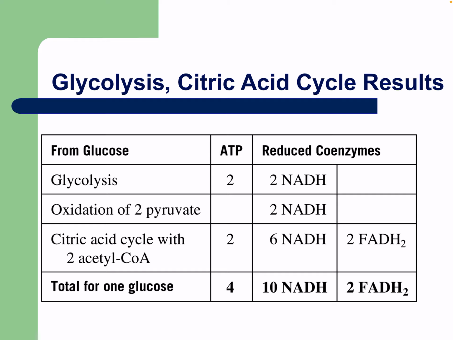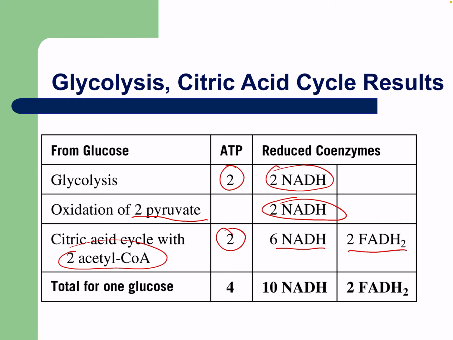So here are the results of our steps so far. So from glycolysis, we formed 2 ATP and 2 NADH. We had the oxidation of 2 pyruvates, which gets 2 NADH. The citric acid cycle with 2 acetyl-CoA forms 2 ATP through GTP, 6 NADH, and 2 FADH. So the total yield from these reactions is 4 ATP, 10 NADH, and 2 FADH.